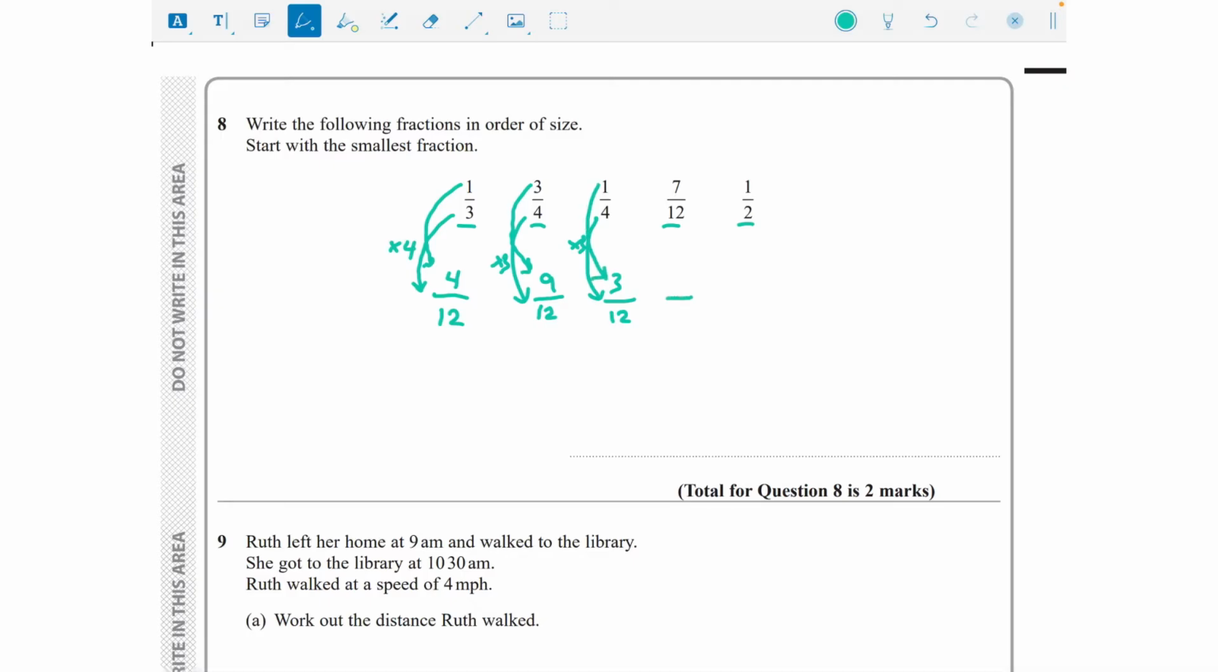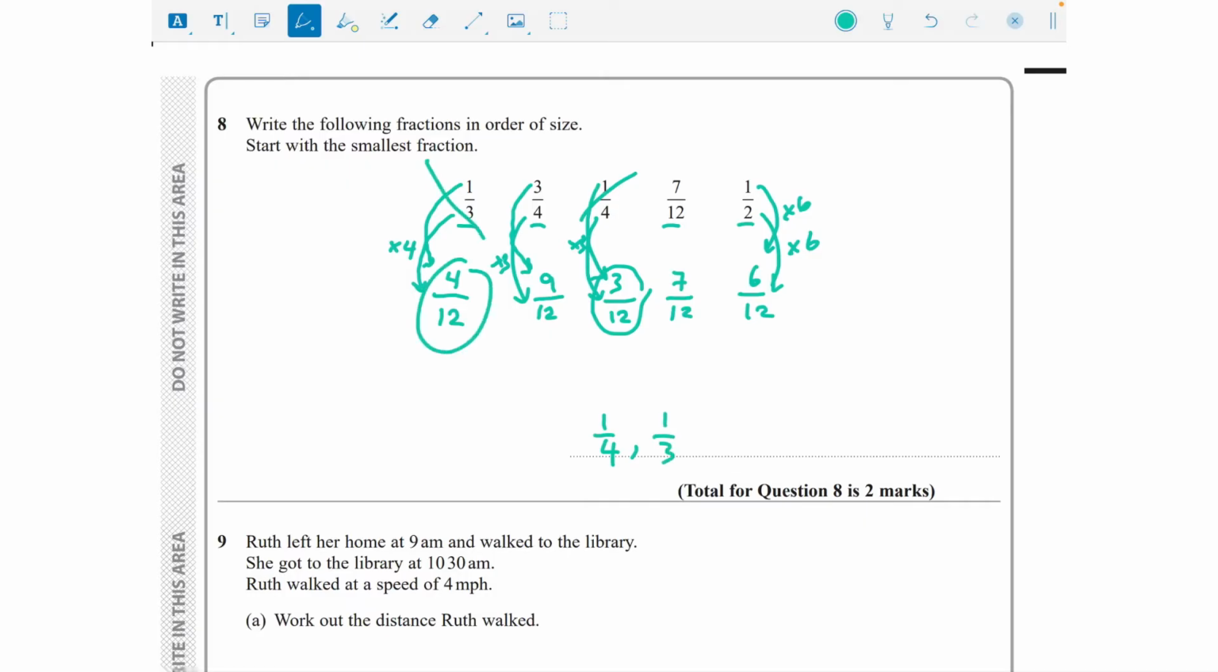This one's already out of 12, so that's great, we can just leave that one as it is. And for the last one, to make it out of 12, I've multiplied by 6 on the bottom, because 2 times 6 is 12, so I also need to times the top by 6, and that is 6 over 12. And now it's nice and straightforward for us to see which one's the smallest. 3 out of 12 is the smallest, so I'm going to put a quarter first, because that's the original format. Then 4 out of 12, which is a third.